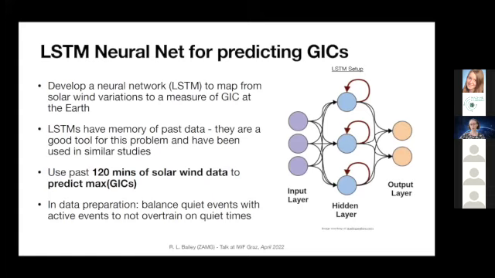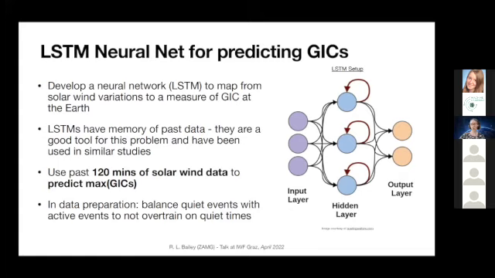And the tool I used is a long short-term memory network, which is a type of recurrent neural network. This is useful for time series forecasting because it has a sort of internal memory where it can look at past data to make a forecast of the next data, which makes them a good tool for this kind of study. The input to the LSTM then is the past 2 hours of solar wind data that was measured at L1.